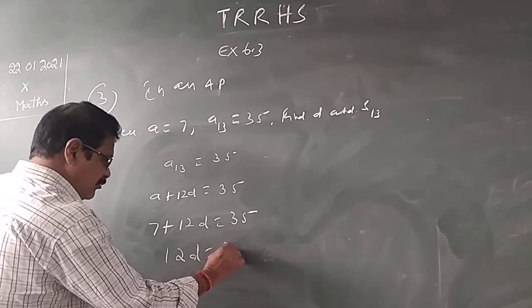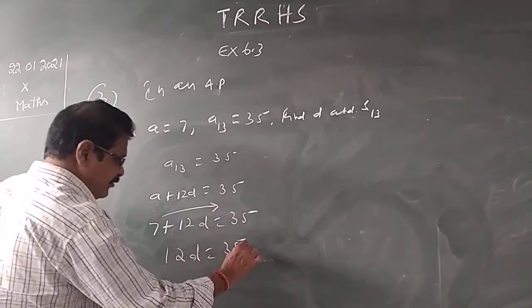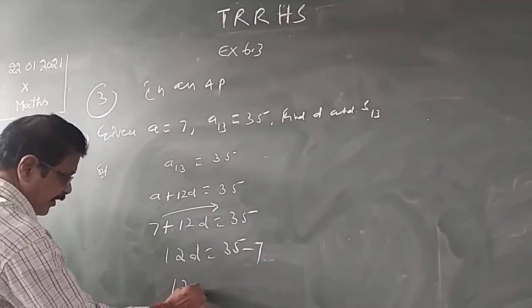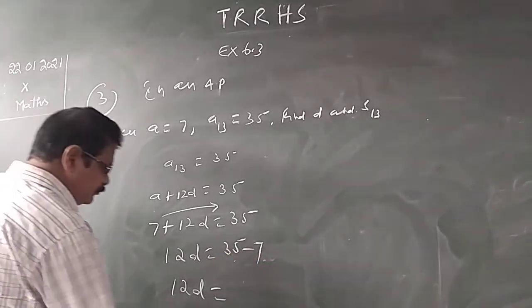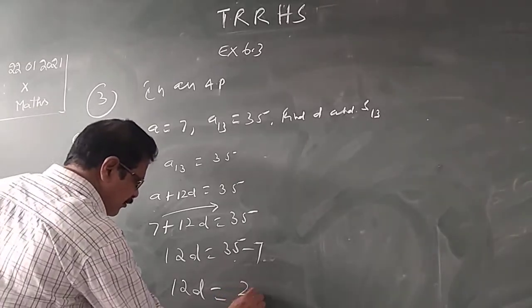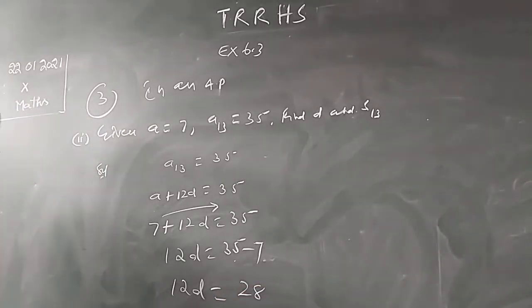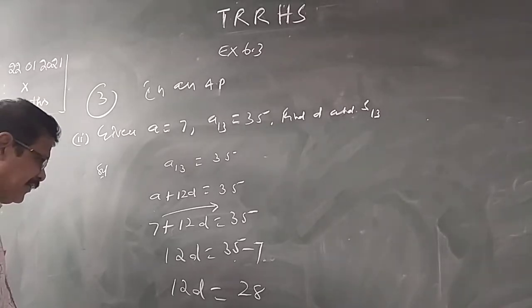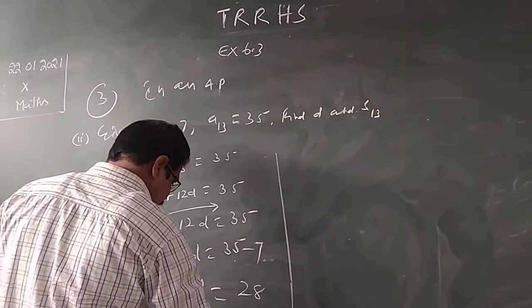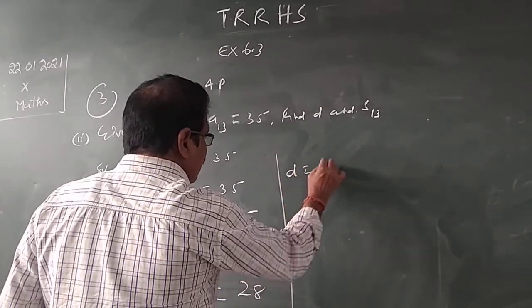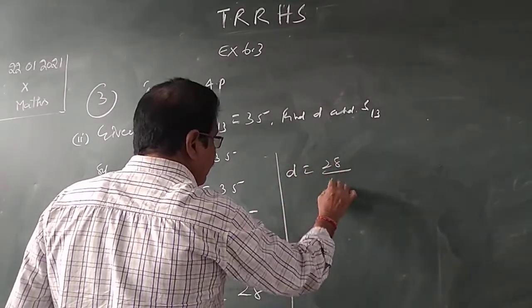Substitute a value here: 7 plus 12d is equal to 35. So 12d is equal to 35 minus 7, taking 7 to the right side. 12d is equal to 35 minus 7, how much? 28. Is it correct? 35 minus 7, yes, 28. d is equal to 28 by 12.